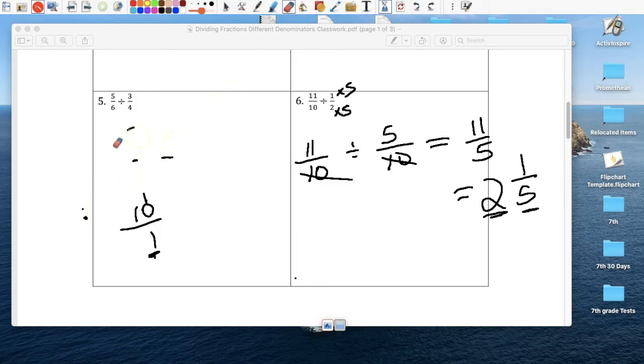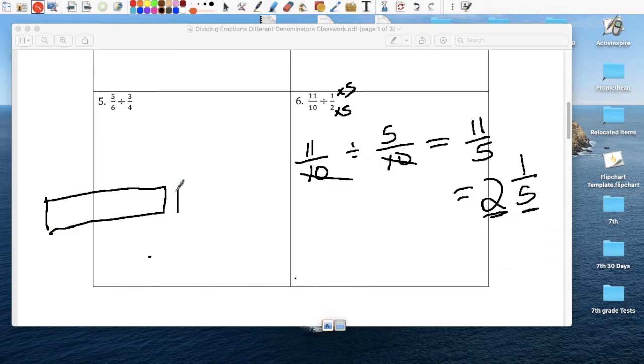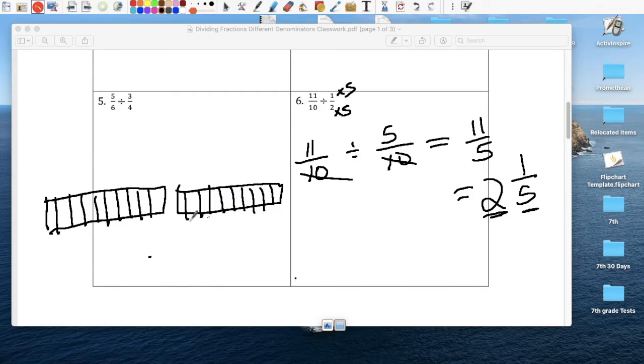Okay, so now the other thing, let's do the drawing. And I think I like the drawings because that really explains. So in this one, we need to make 2 rectangles. Let's do 1, let's do 2. 1, 2, 3, 4, 5, 6, 7, 8, 9, 10. 1, 2, 3, 4, 5, 6, 7, 8, 9, 10. So 11 out of 10 is actually this and 1 more over here.